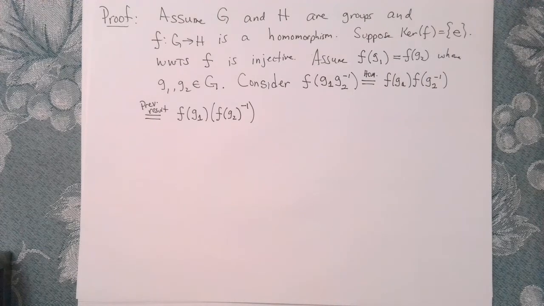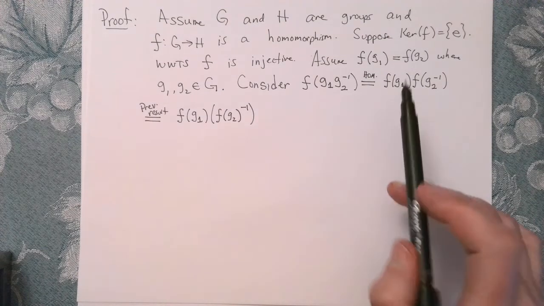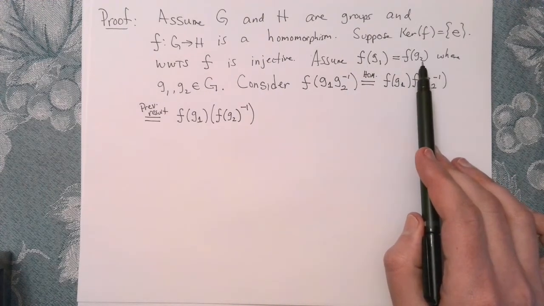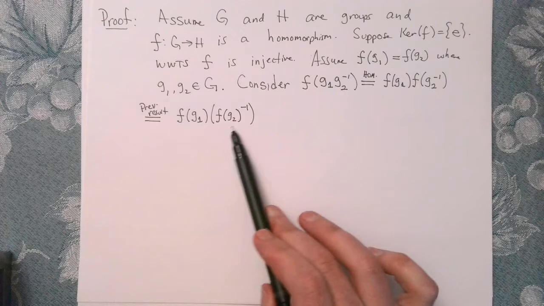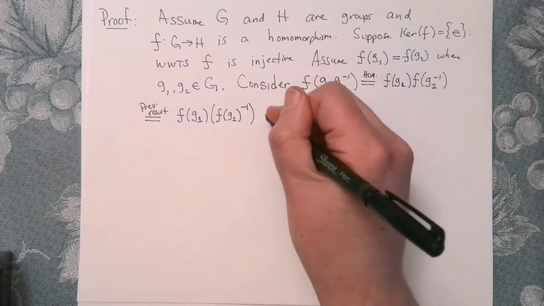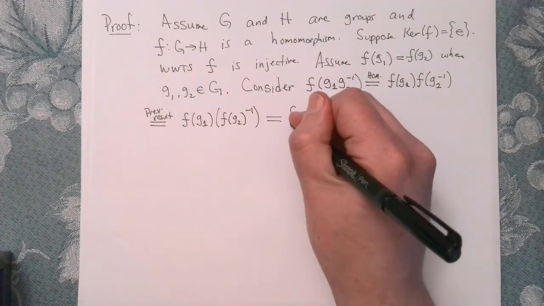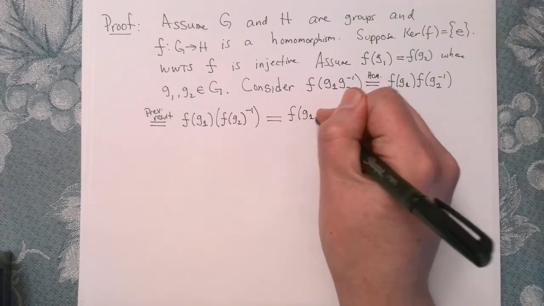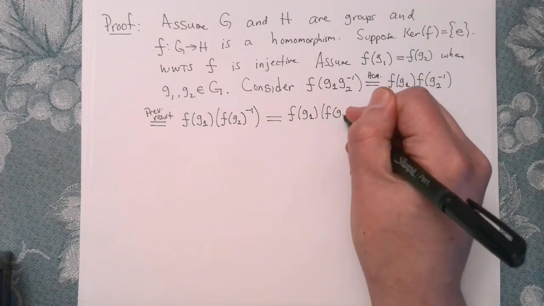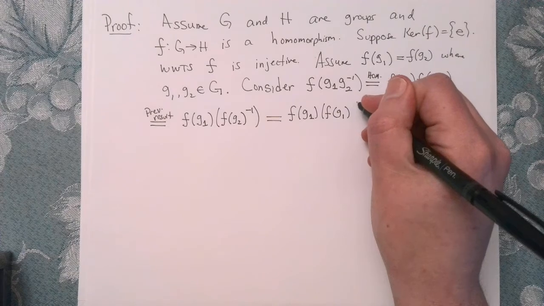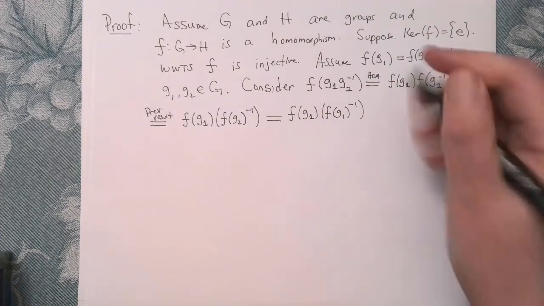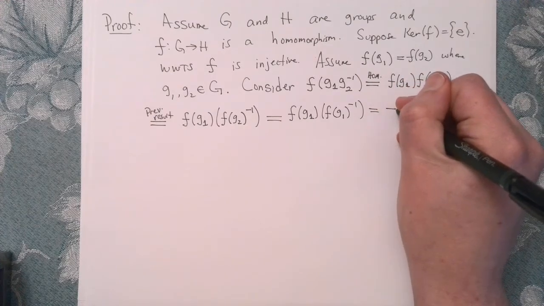But now we want to recall something. Remember we made the assumption that f of G1 is equal to f of G2. So that means we can replace this with f of G1 since they're equal. So by our assumption, this is f of G1 times f of G1 inverse. But when I multiply inverses, I get the identity.